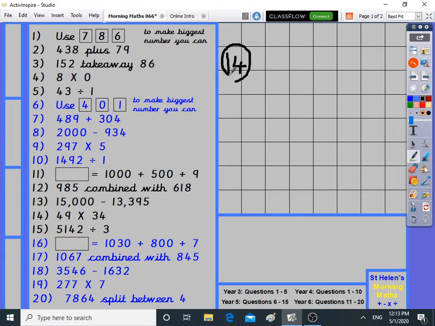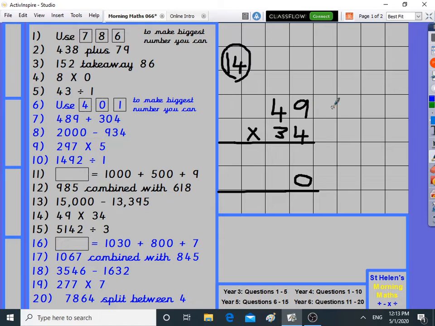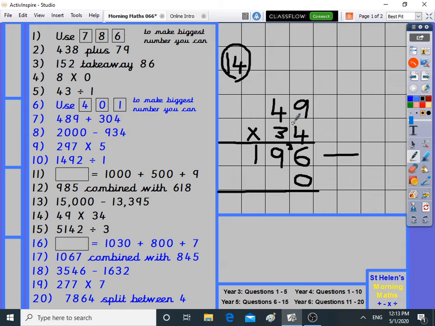Question 14. 49 times 34. Right, long multiplication I call this. Need this longer method. I'm going to place a 0 here so that I don't forget. And first I'm going to do 4 times 49. 4 times 9. 9, 18, 27, 36. That is 36. 4 times 4 is 16, plus 3 is 19. So the top line, 4 times 49, is 196. I've used the 4. I'm going to cross it out because I won't need it anymore.